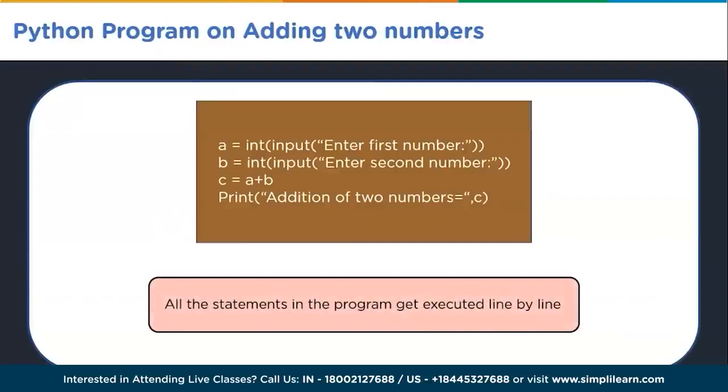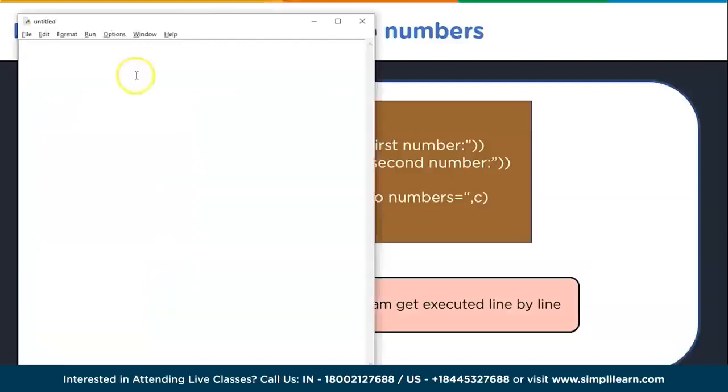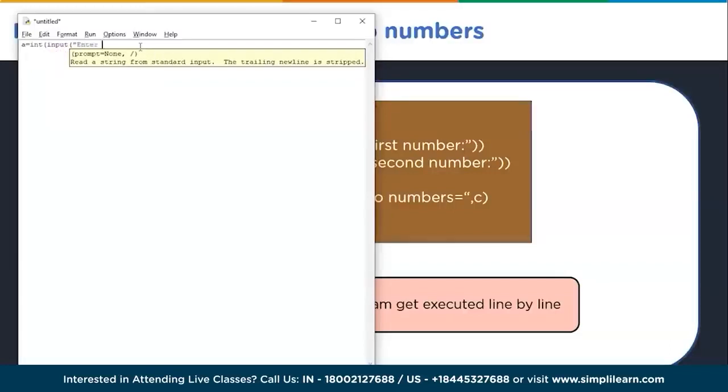All the statements in the program will get executed line by line. Now we will execute this program on Python IDLE. So for that, we will write a program here that would be a equal to int(input( inverted commas, enter first number, inverted commas close, round bracket close.